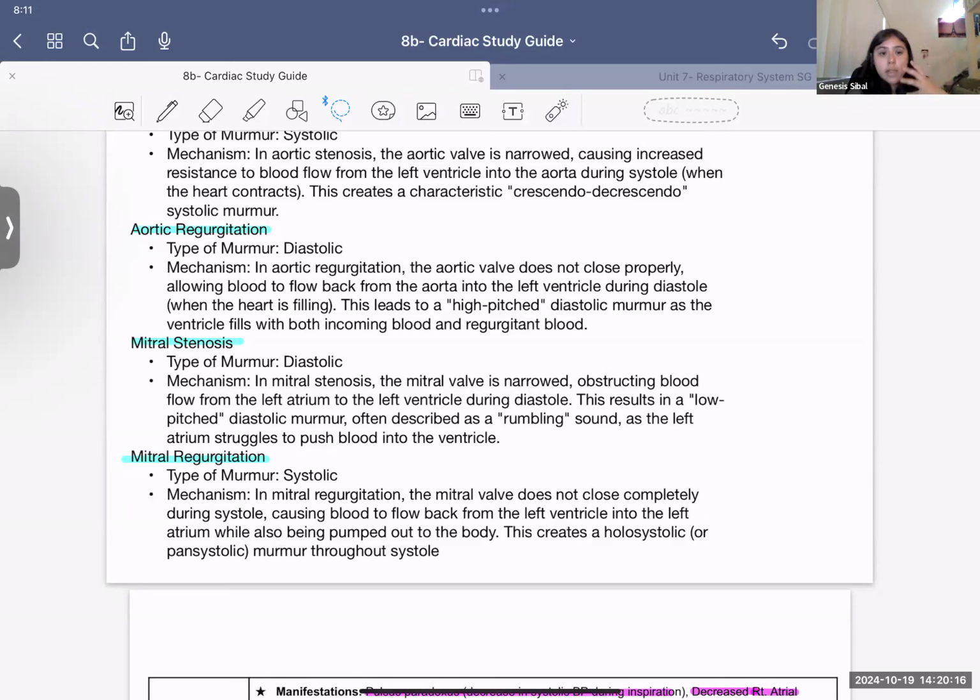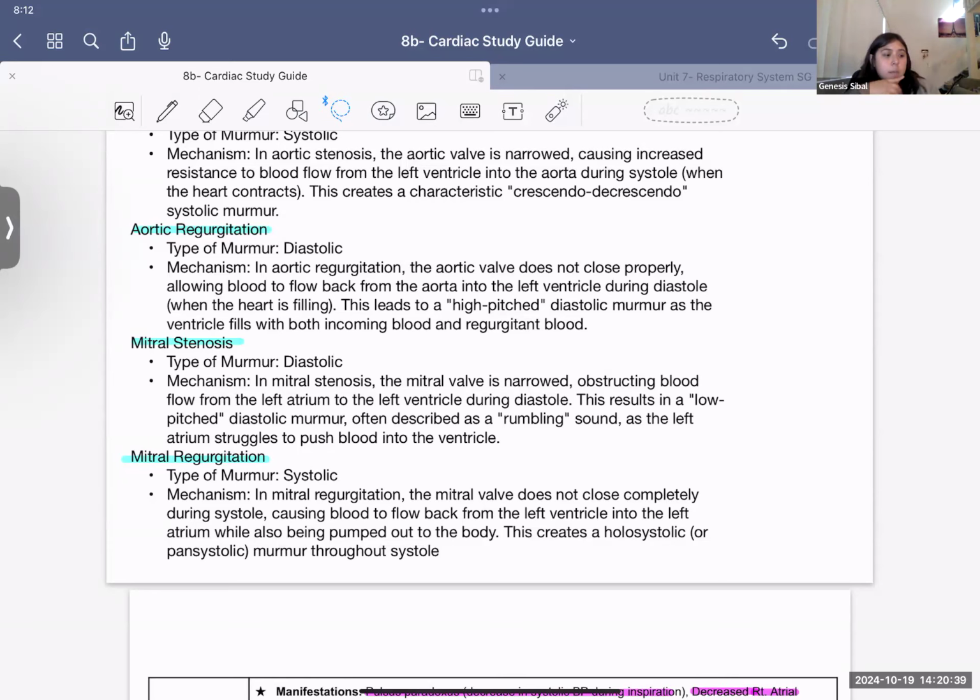Because it's remaining filled, and that's what diastole is, that's why you're hearing that diastolic sound and that diastolic murmur, because it's still full of blood and it's not going to the next place. So then with mitral regurgitation, this means that it's in the left ventricle, but it keeps going back up to the left atrium. You're going to hear a systolic murmur.